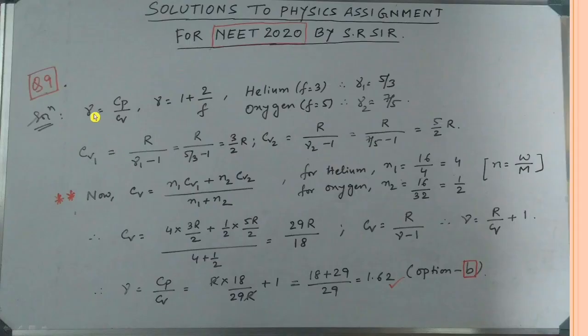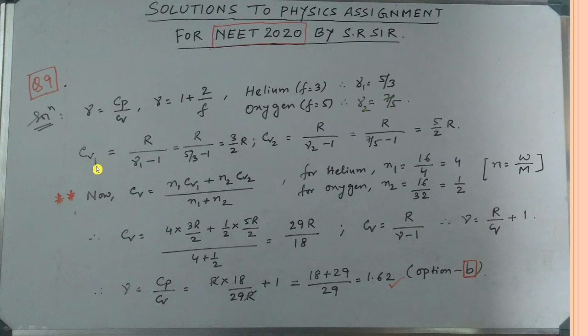So we know gamma, the ratio of Cp by Cv. Now gamma has a formula as 1 plus 2 by f, where f is the degree of freedom. Now helium is monoatomic, so f is 3. So from this formula we are getting gamma 1 equal to 5 by 3. Oxygen is diatomic, so f is 5. So gamma 2 is 7 by 5.